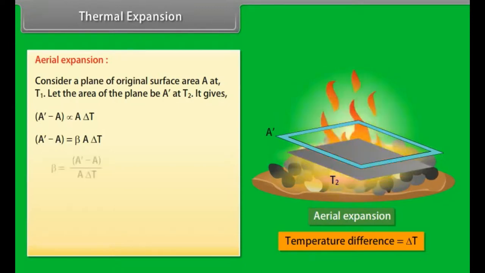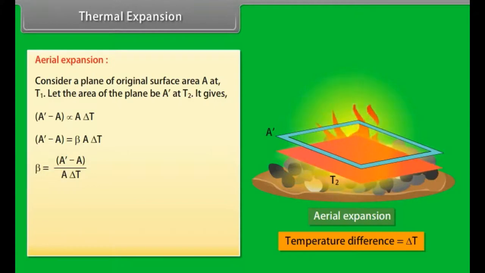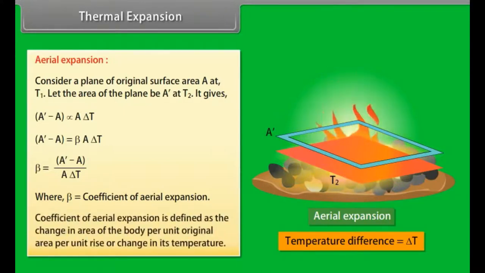Value of beta is equal to A dash minus A upon A delta T, where beta is equal to coefficient of areal expansion. Coefficient of areal expansion is defined as the change in the area of the body per unit original area per unit rise or change in its temperature.